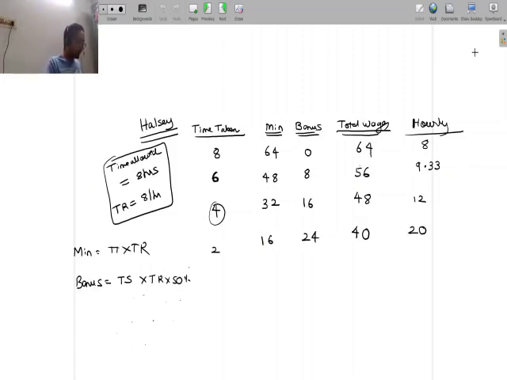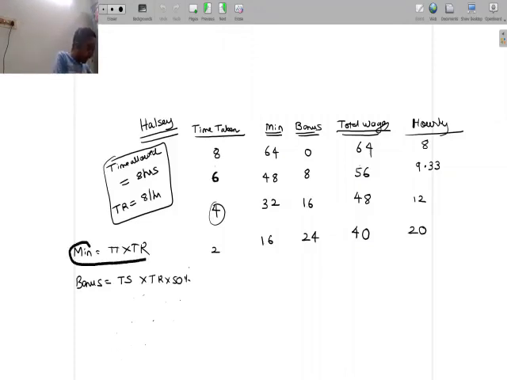So for different number of hours taken, let's see what is the total wages. The question asks us to do it successively. That means for 8 hours, for 7 hours, 6 hours, 5 hours, 4, 3, 2 and 1. But let's just do it for a few of these. For the others it's just going to be similar. 8, 6, 4 and 2.